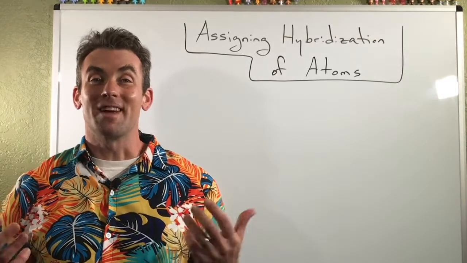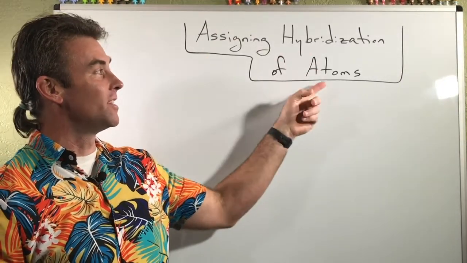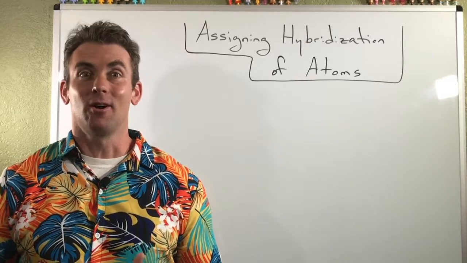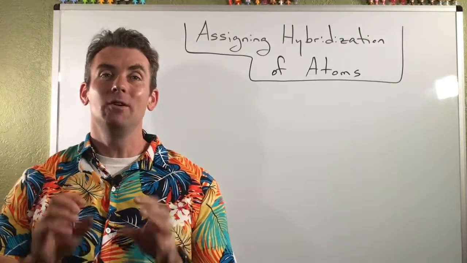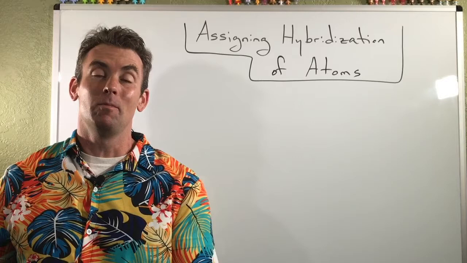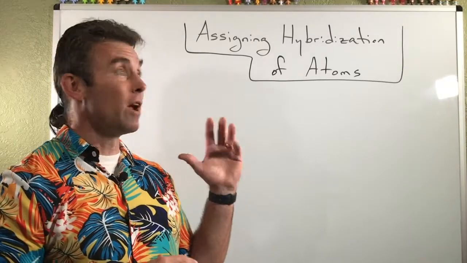Well, if you can notice, I already made a mistake when I was writing this on the board. We're assigning hybridization to atoms, and the things that they hybridize into are called hybrid orbitals. I'm going to give you an example structure and show how your knowledge of electron domain geometries, which we talked about last week, makes this very, very easy.